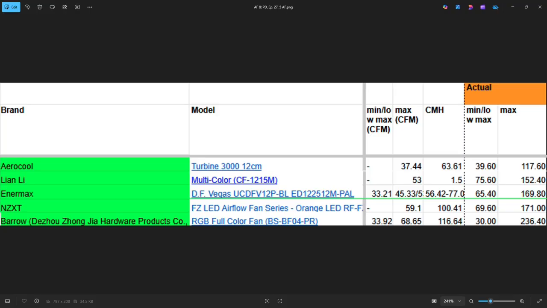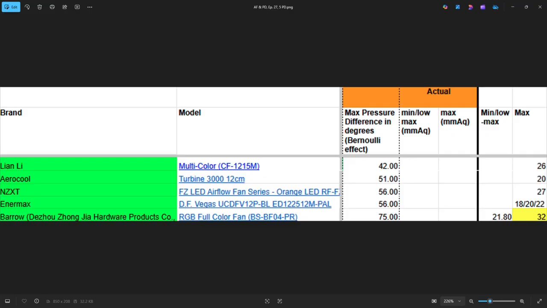So let's go ahead and take a look at pressure differential. Okay, so the Lian Li had the worst at 42, then the Aerocool at 51, the NZXT and Enermax were tied at 56, and the Barrow at 75. So it's the winner. So did you get them right? Please don't change them if you didn't. It's really fine if you did not. I probably wouldn't have got them necessarily right either.